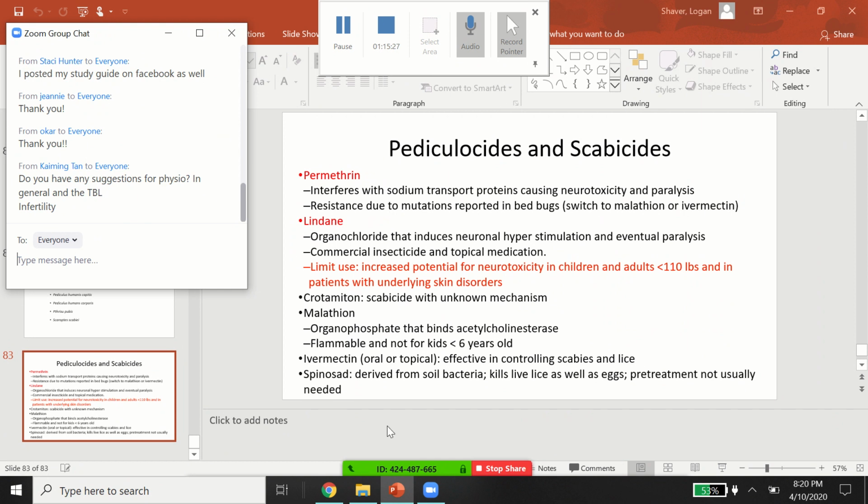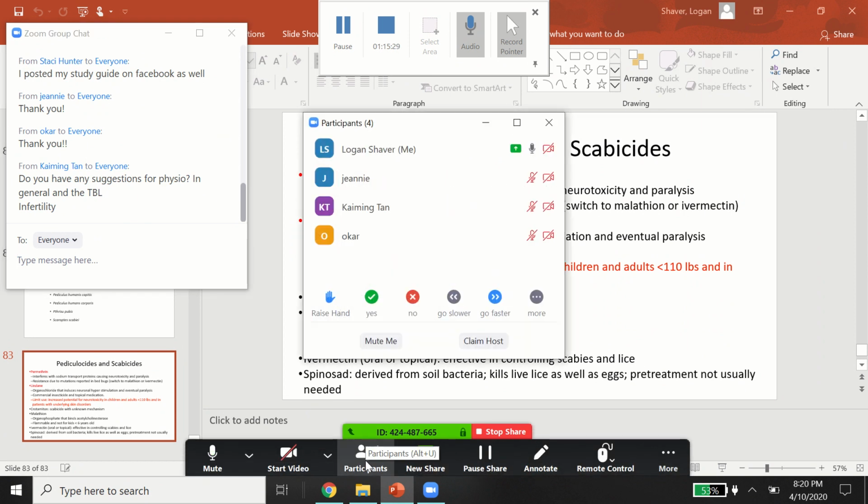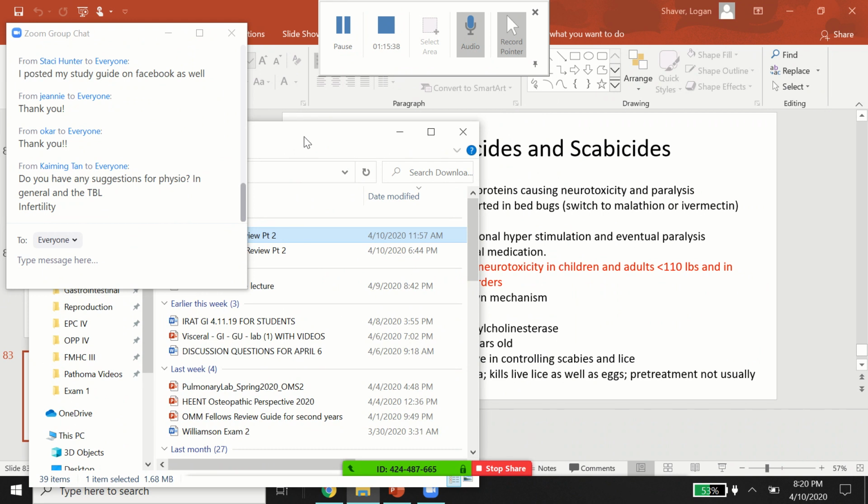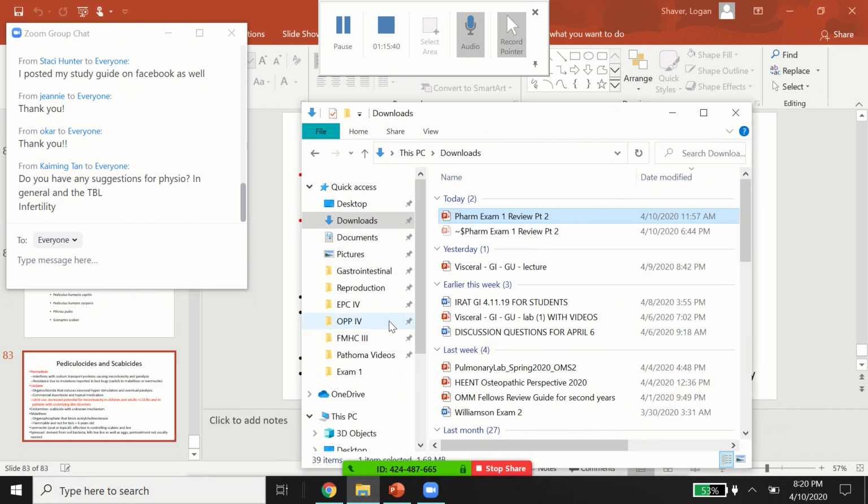But Stacy's still here actually. I don't want to not give her a chance. Ah, okay, she's not here. All right, let me scour for a second and see if I can find anything that I used for that.